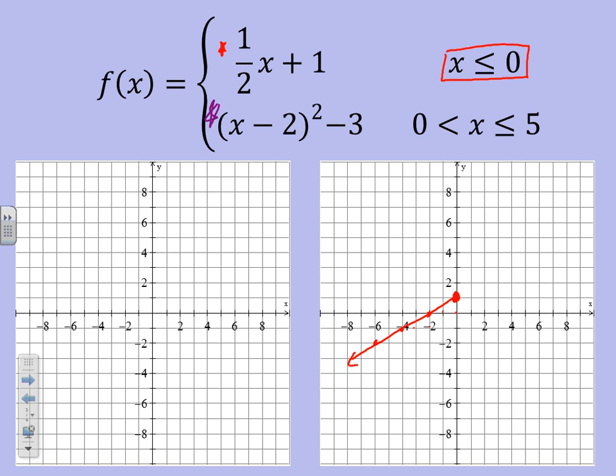Here, the stuff in the parentheses, the x minus 2, remember the stuff in the parentheses, that's going to affect some horizontal something or other. So in this case, we're going to translate the quadratic parent function 2 spaces to the right, and the minus 3 says we're going to translate the parent function 3 spaces down.